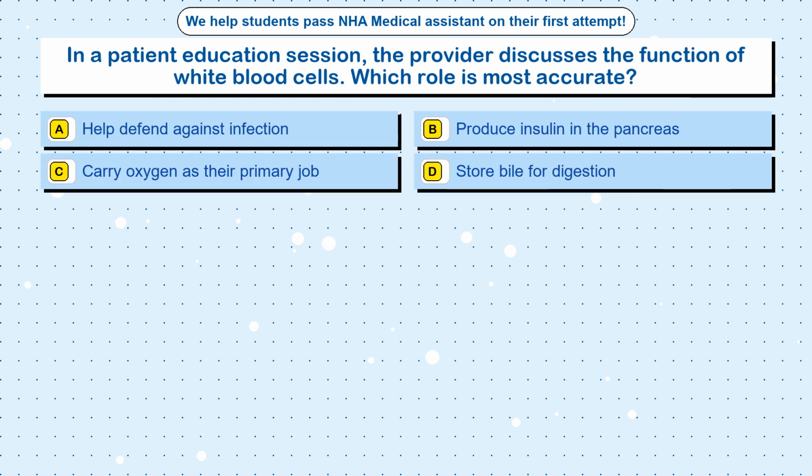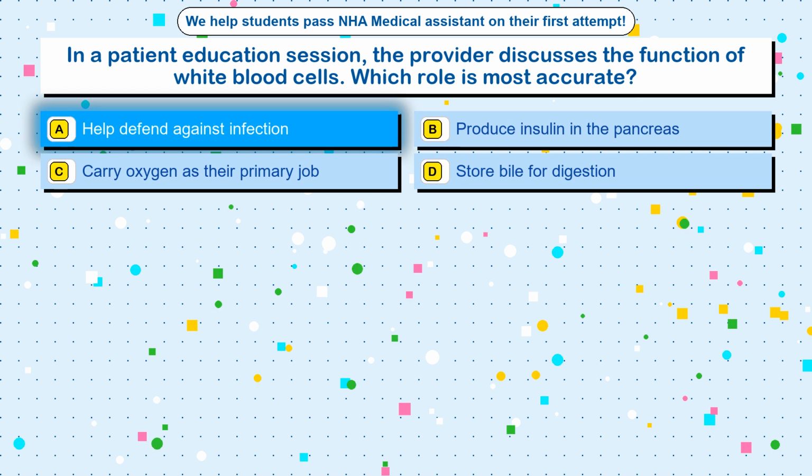Question 55. In a patient education session, the provider discusses the function of white blood cells. Which role is most accurate? Option A, help defend against infection. Option B, produce insulin in the pancreas. Option C, carry oxygen as their primary job. Option D, store bile for digestion. The correct answer is option A, help defend against infection.